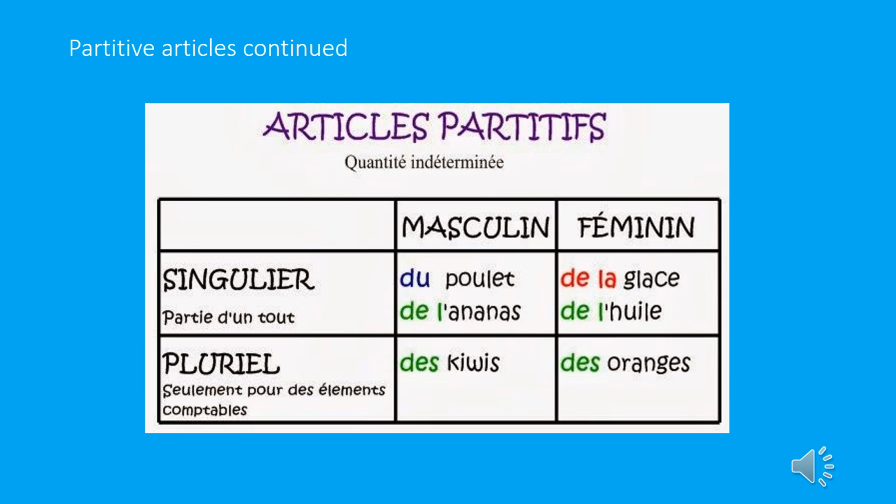I remember I told you how to pronounce plural in French. You say pluriel, and then singular is singulier. Repeat after me: singulier. That is singular. Pluriel, that is plural. Below that pluriel, you'll see something written: seulement. Seulement means only. Pour means for.